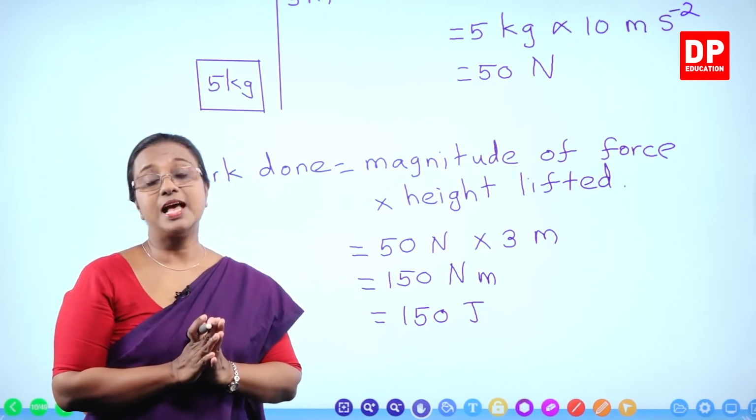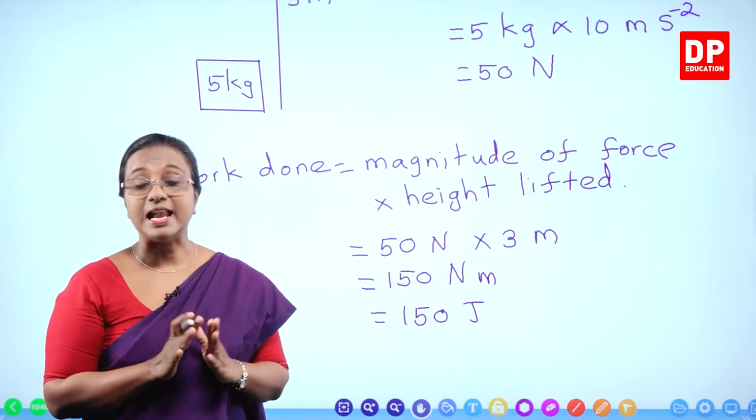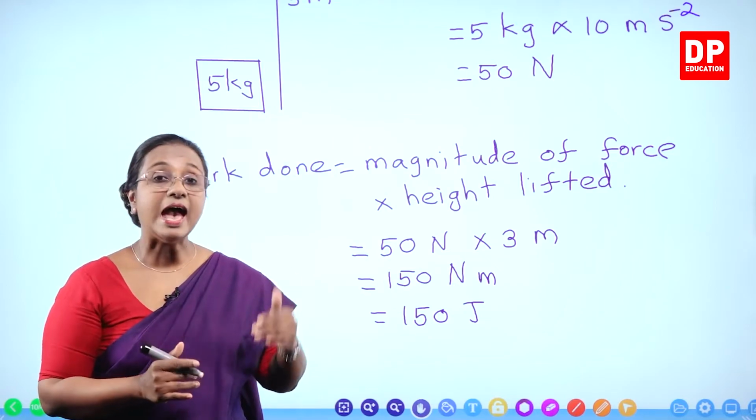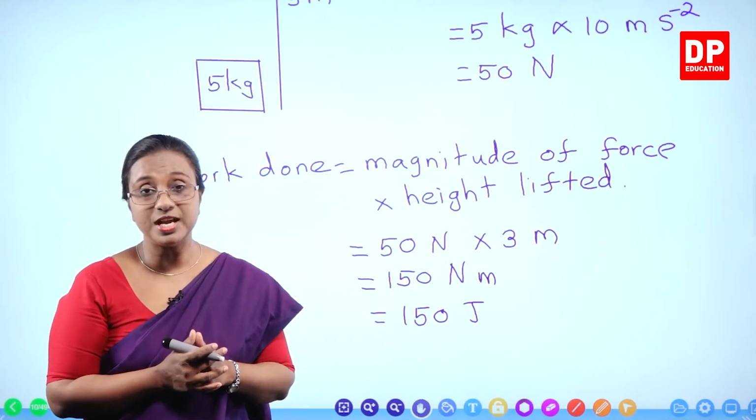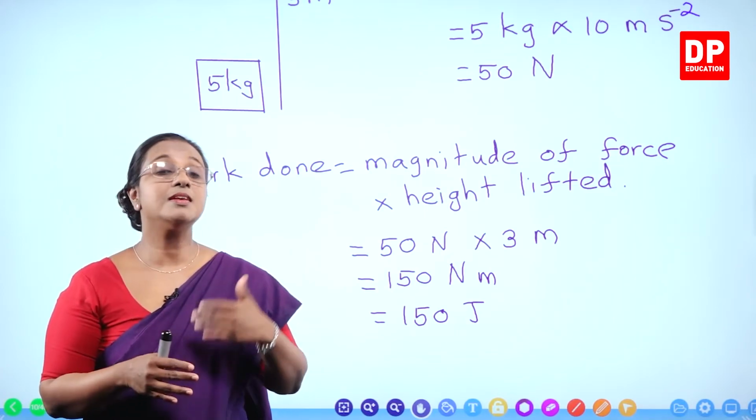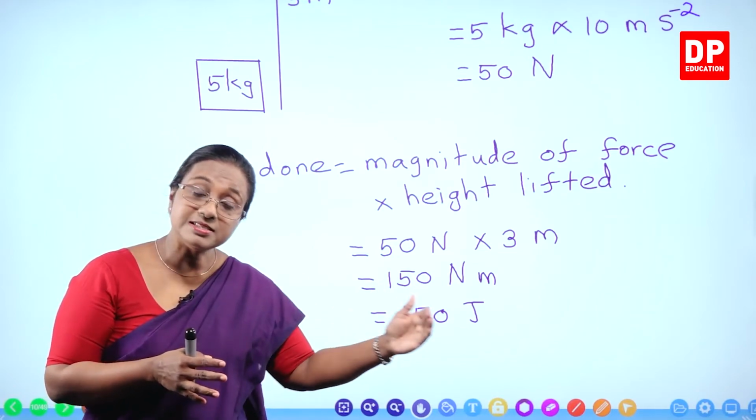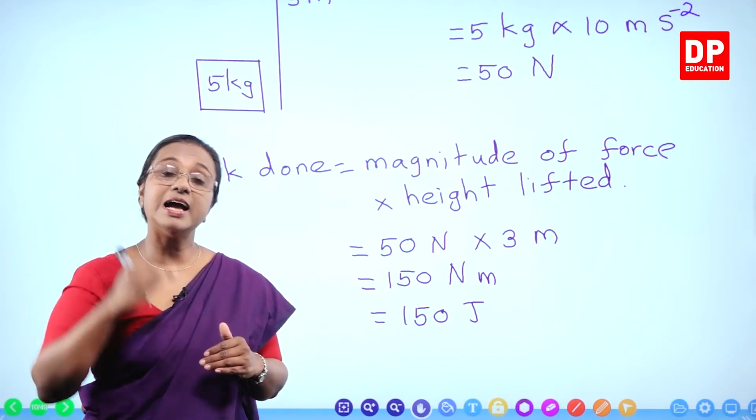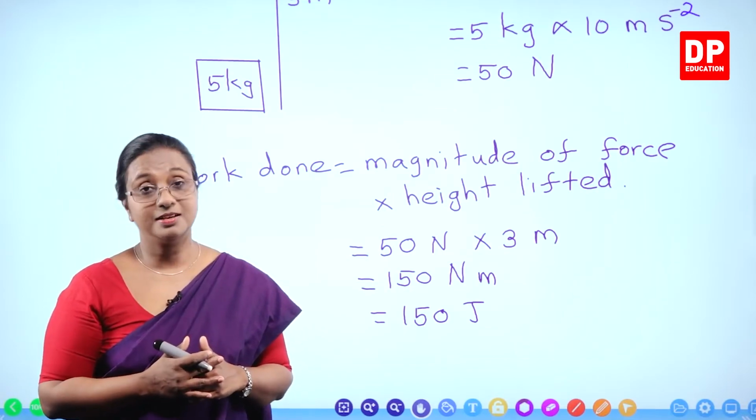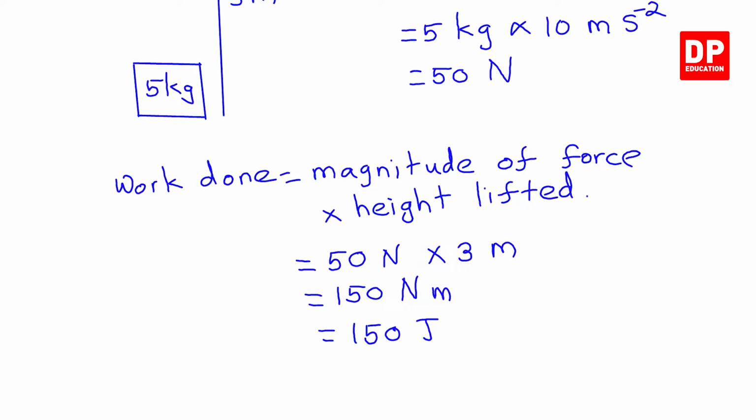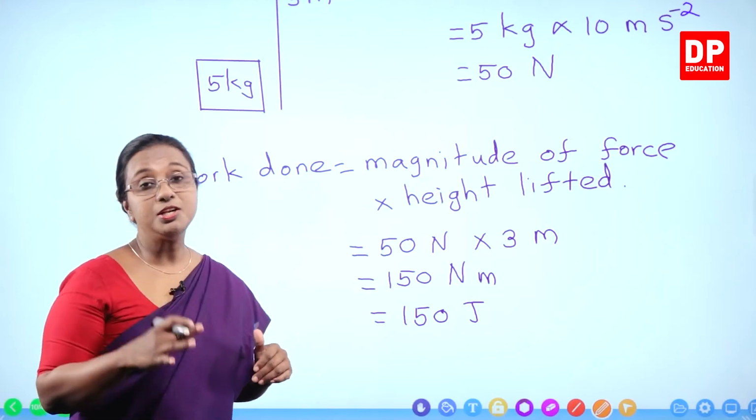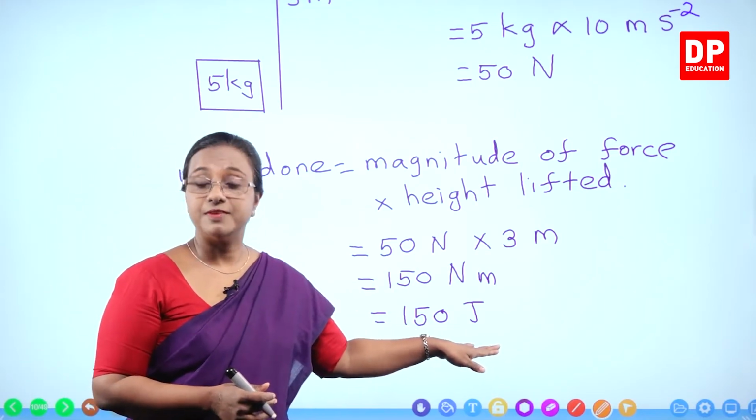So from all these calculations, students, I'm sure you all can understand that the work depends on both magnitude of force and also the displacement of the object in the direction of the force. When magnitude of force increases, the work done increases. When the distance moved by the object or the vertical height to which the object is lifted increases, the work done increases. So students, this is one way of doing the calculation. The same calculation, like given in your textbook, you can write in different steps.